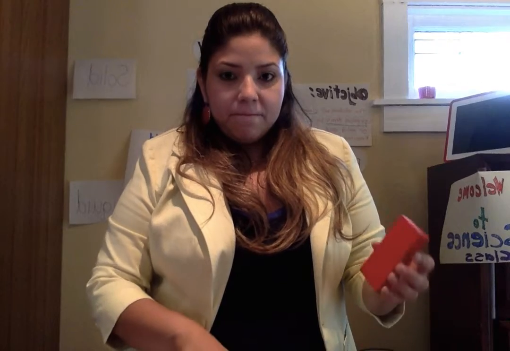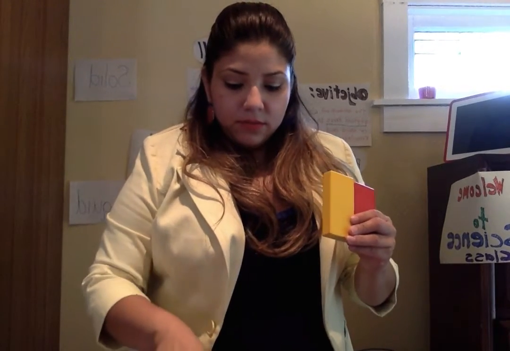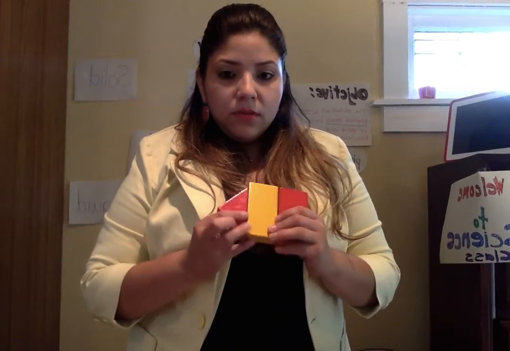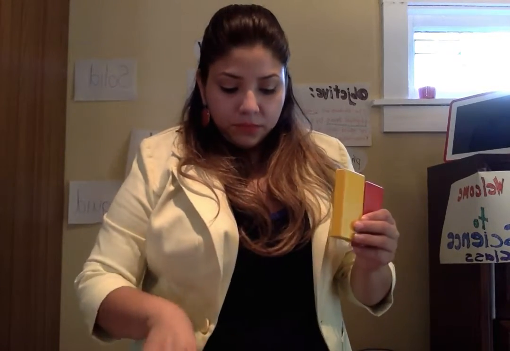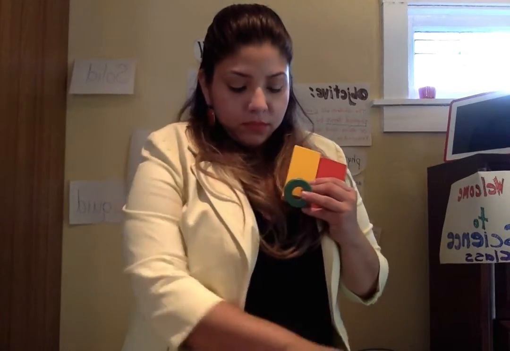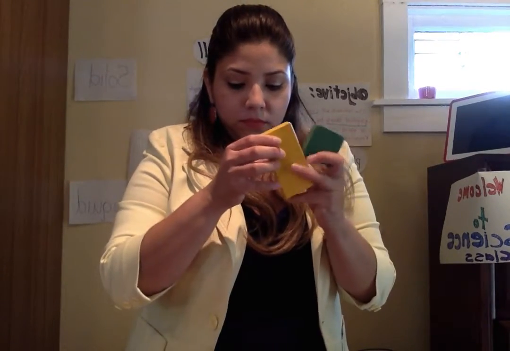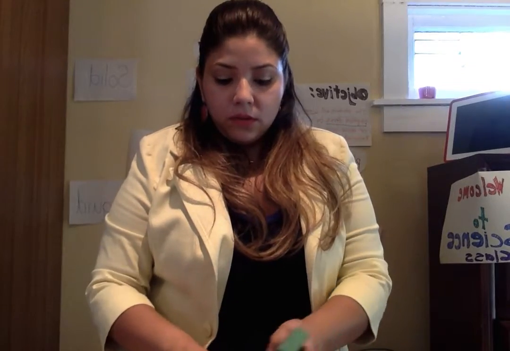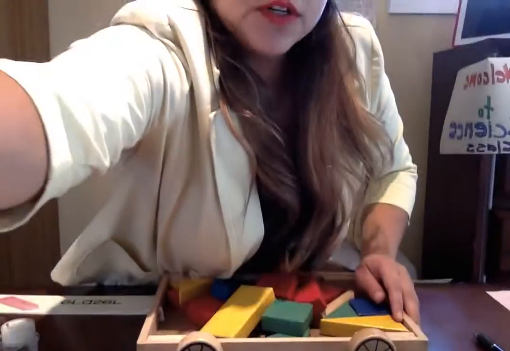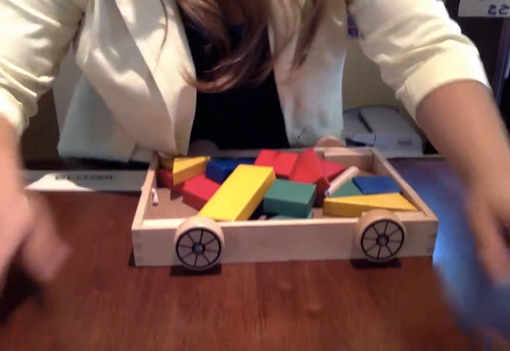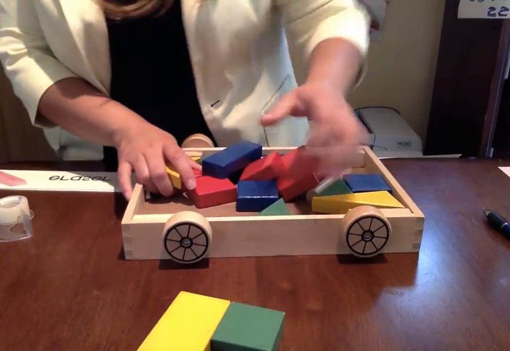We can classify them by size. Size. Some of them are smaller, some of them are bigger. We can classify them by color. We have yellow, green, red, and blue. Thank you. Can you go ahead and demonstrate to me how you would classify them?